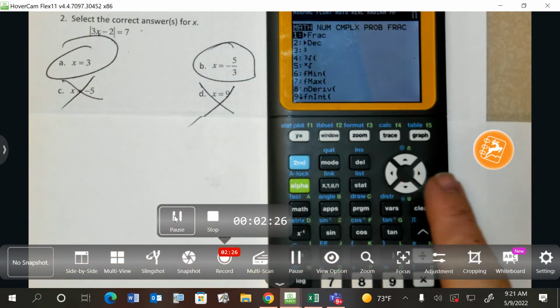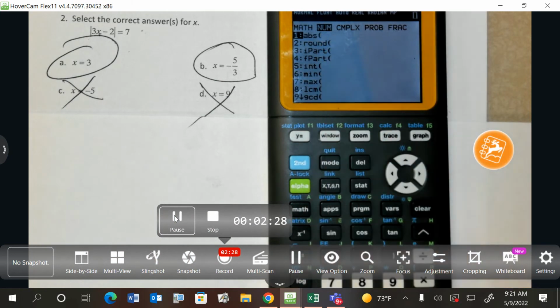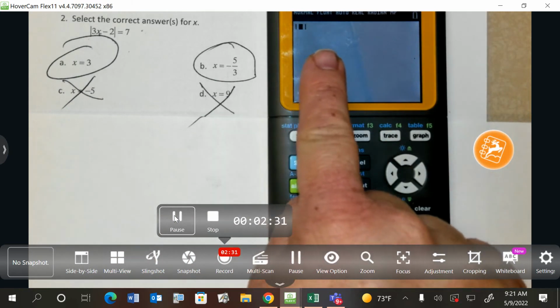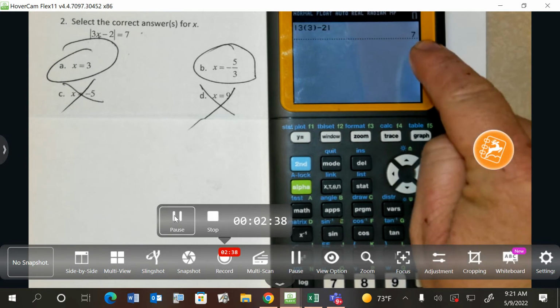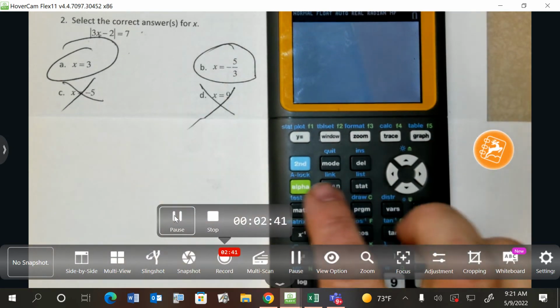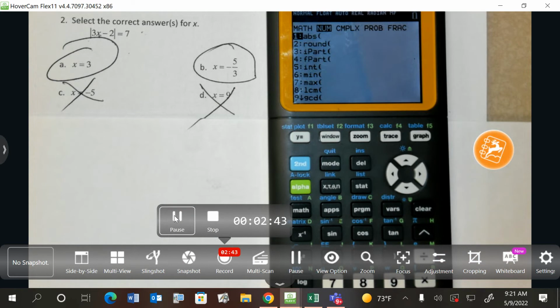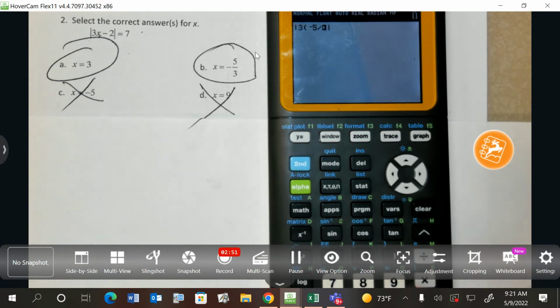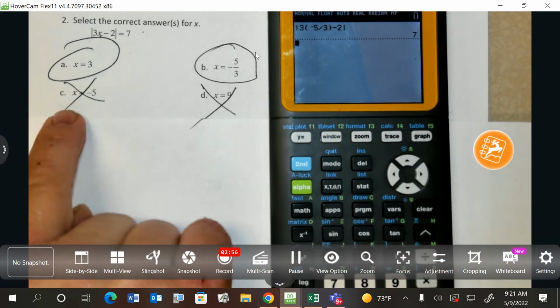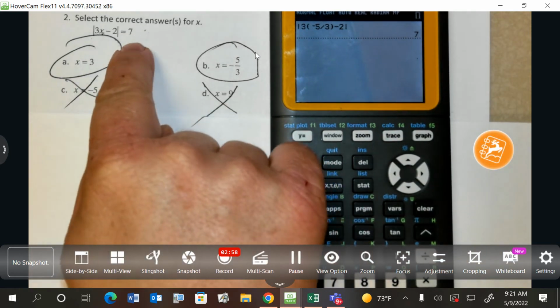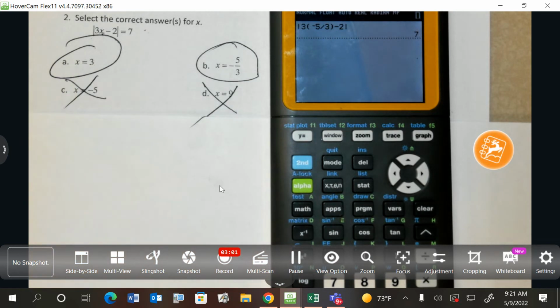We hit math, we go 1 cursor over to NUM for number and press enter. That stands for ABS, which is for absolute value. I'm going to type in 3, hug option A, which is 3, subtract 2, and we can see we get an answer of 7. I'll do the same thing for B. Math, scroll over to NUM, press enter. Again, I do 3, I have to hug this choice right here of -5/3. -5/3, it has to be in parentheses. Subtract 2, and I can see I get 7. These other 2 I end up with 17 and 25. They do not equal 7, so I have 2 answers.